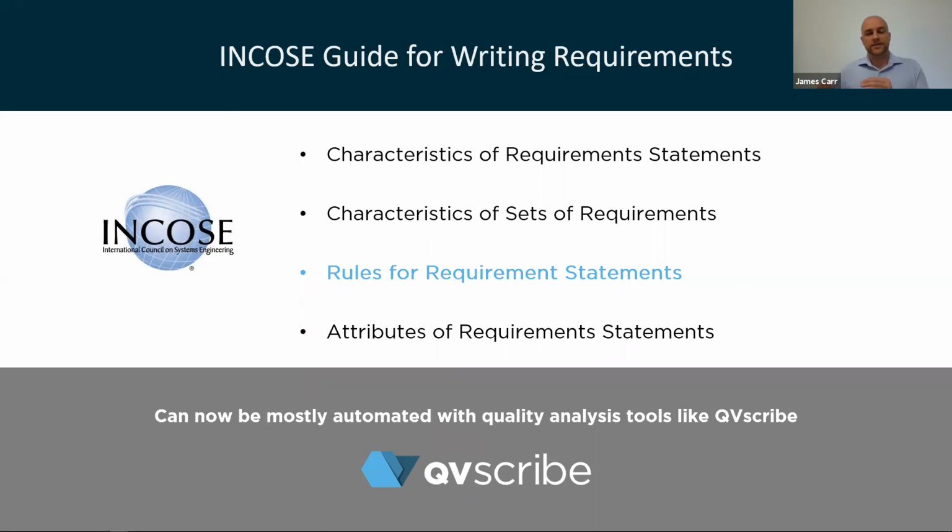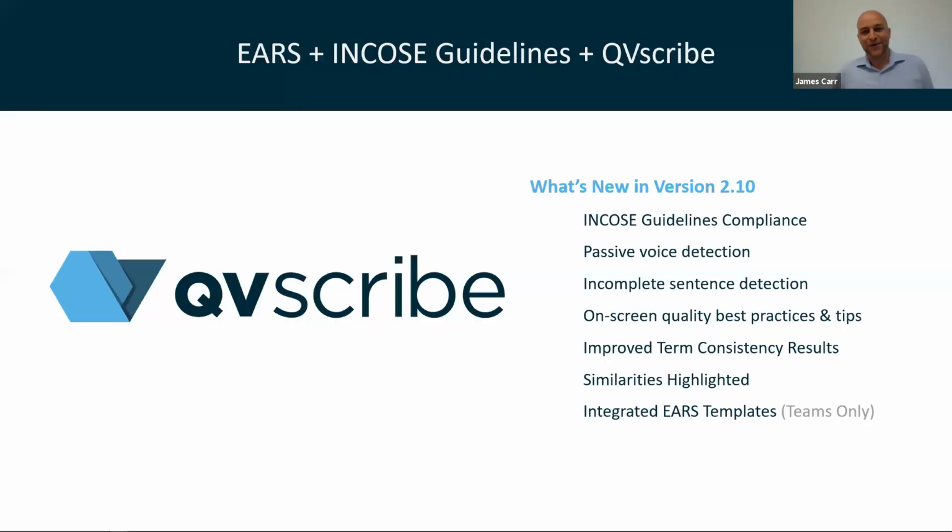giving you more specific information. Okay, so what's new in version 2.10 of QV Scribe?